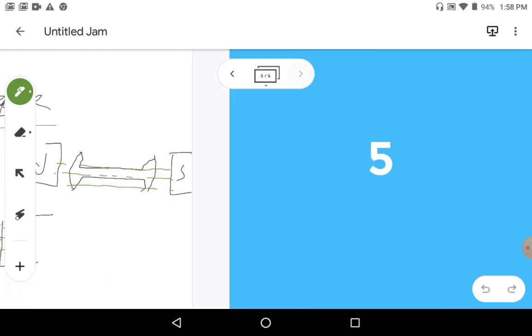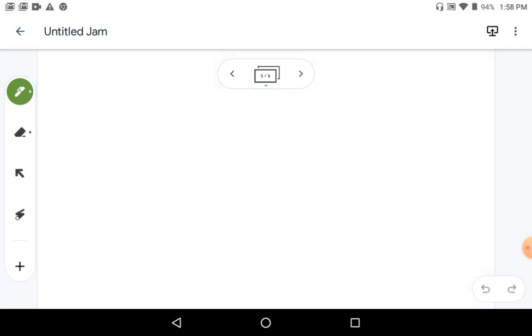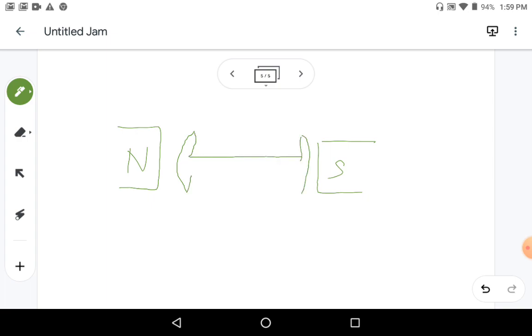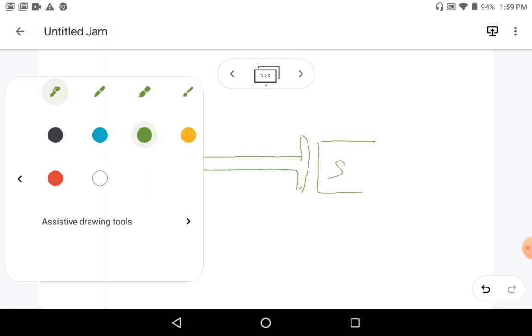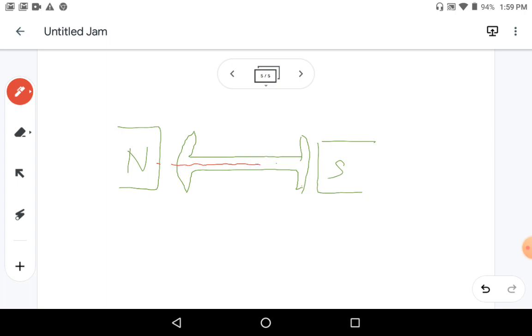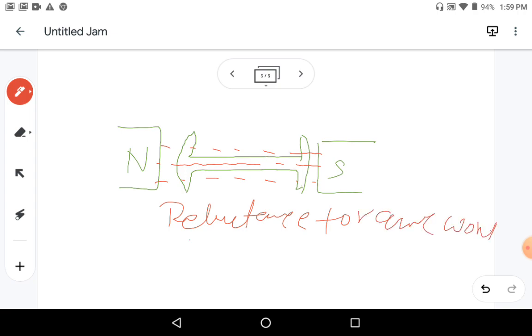Now, second, one more point. If my rotor is placed in this direction, with N and S like this, and flux passes through it, then reluctance torque won't be produced.